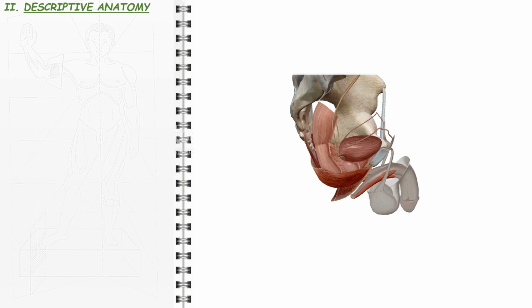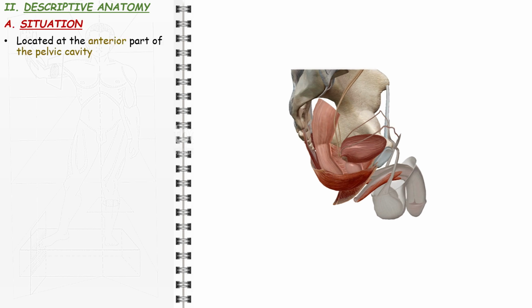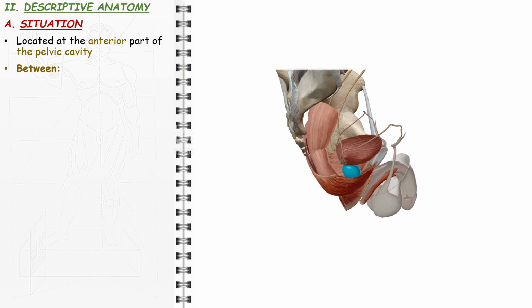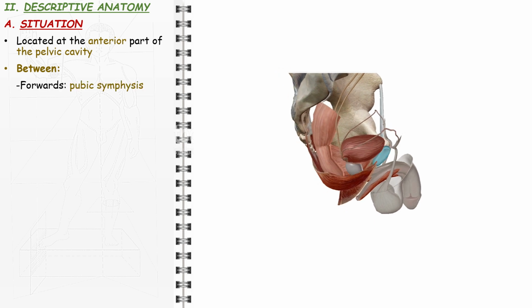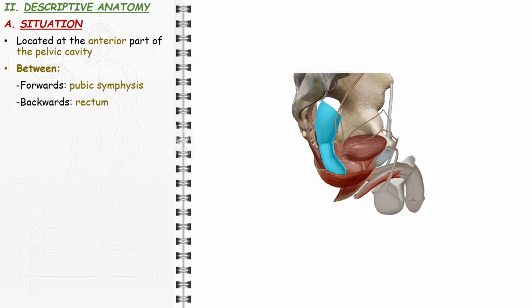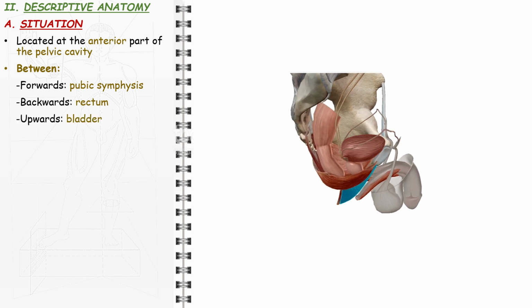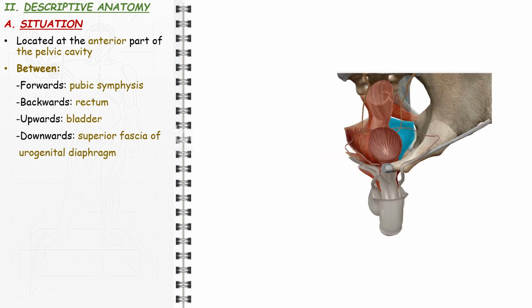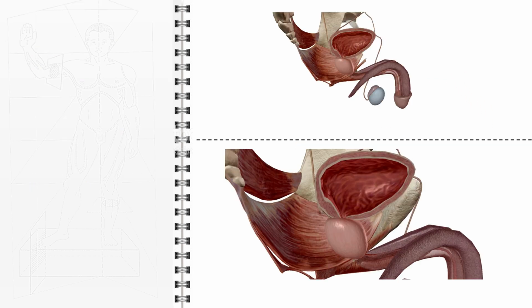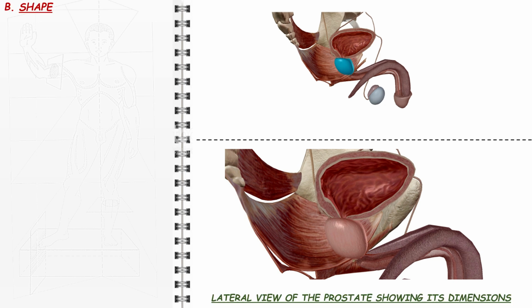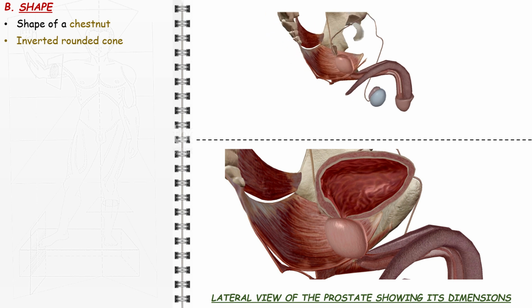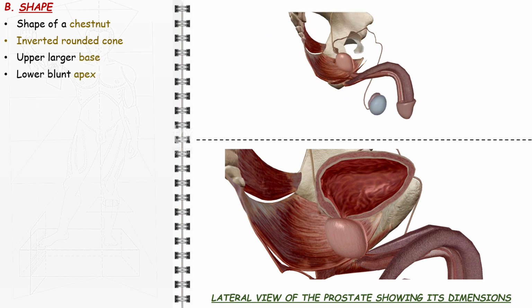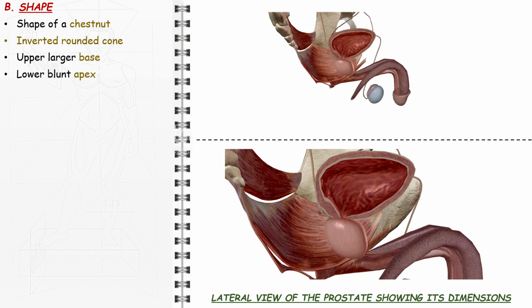The prostate is located at the anterior part of the pelvic cavity between, forwards, the pubic symphysis, backwards, the rectum, upwards, the bladder, downwards, the superior fascia of urogenital diaphragm and laterally the sides of the funnel of levator ani muscle. The prostate has the shape of an inverted rounded cone, just like a chestnut, with an upper larger base and a lower blunt apex. Its long axis is oblique forwards and downwards.